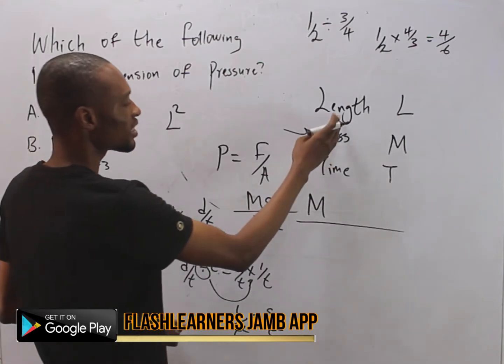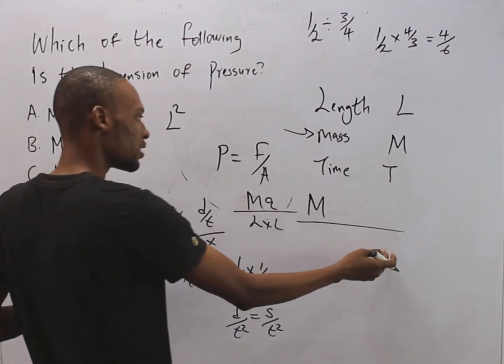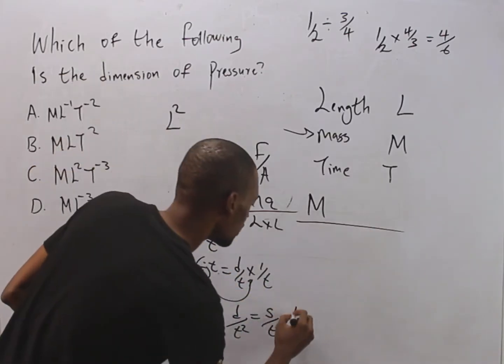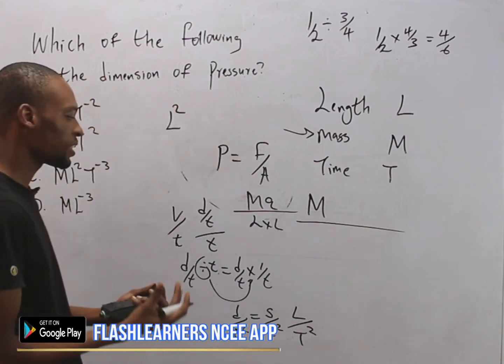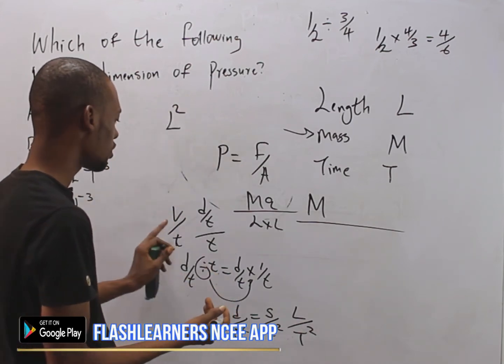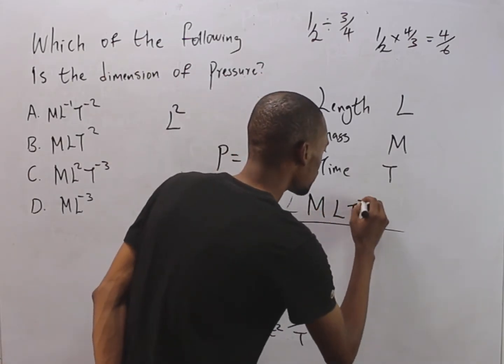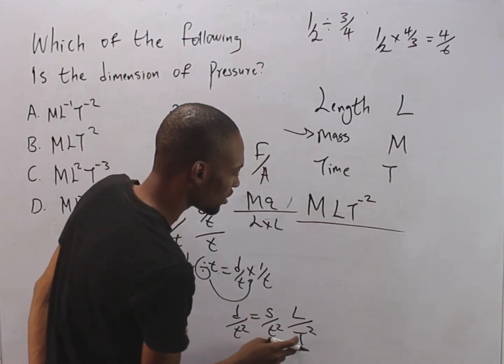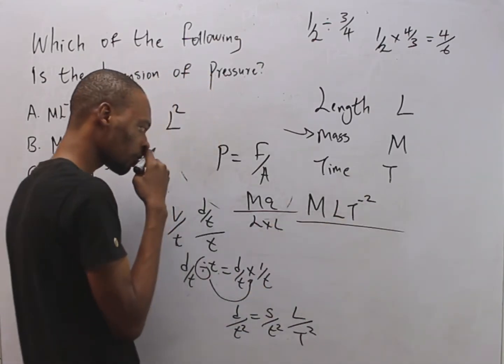And what is distance? Distance speaks of length, area covered. So distance is length. Length, and time is T, so L over t squared. That is the dimension for acceleration. So L T raised to the power of minus 2. L over t squared is the same thing as L t raised to the power of minus 2.